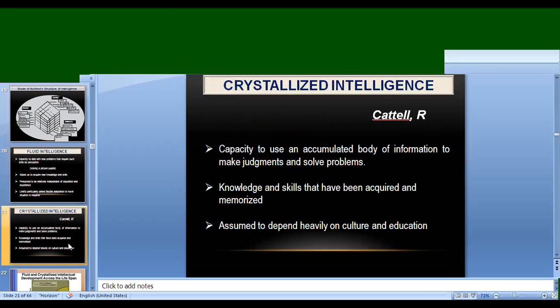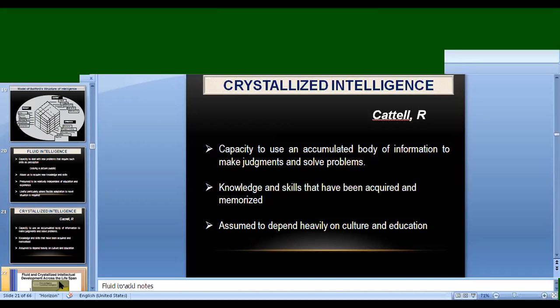And then there is crystallized intelligence, the capacity to use an accumulated body of information to make judgments and solve problems, which you have learned through the years. It is your own experiences, knowledge and skills that have been acquired and memorized, assumed to depend heavily on culture and education. The higher you are educated, the more experience you will get. If you are in a rich culture, the more richly you will have your crystallized intelligence. So it depends upon past experiences.